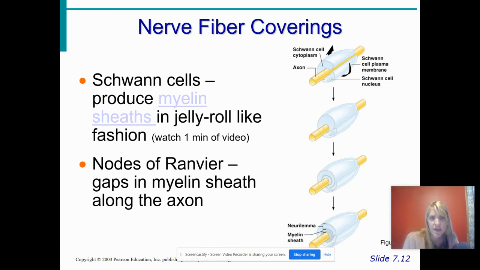The nodes of Ranvier are gaps in the myelin sheath along the axon, which I already talked about.